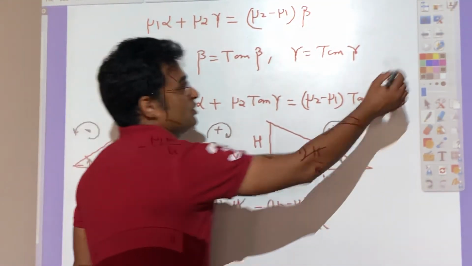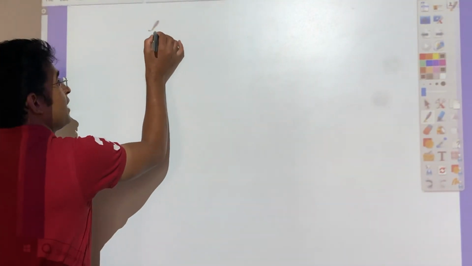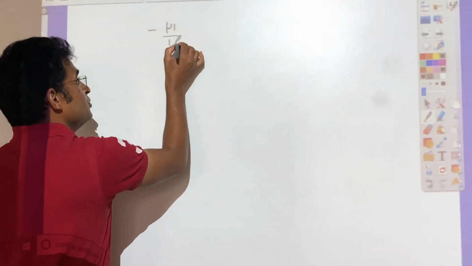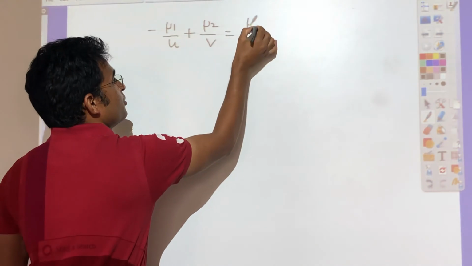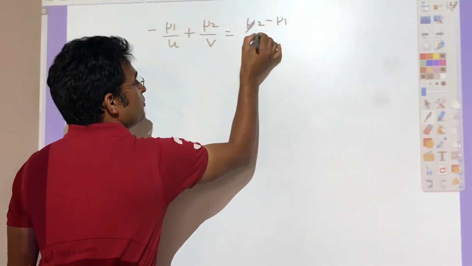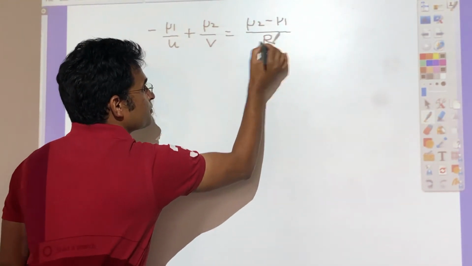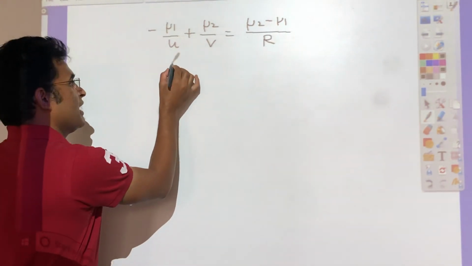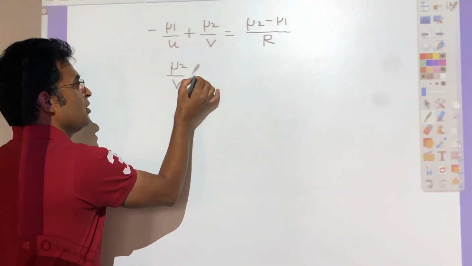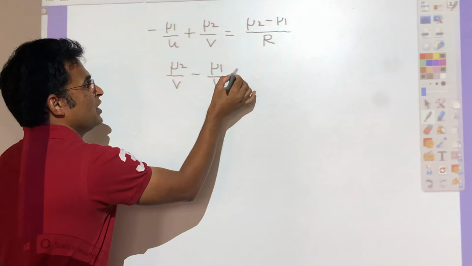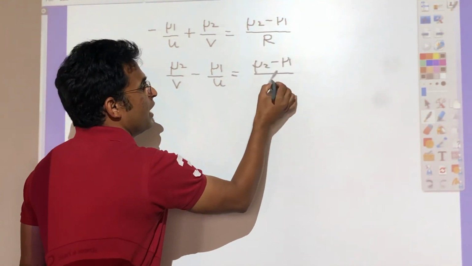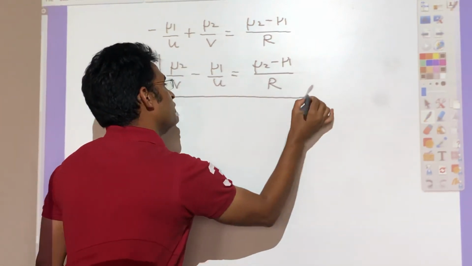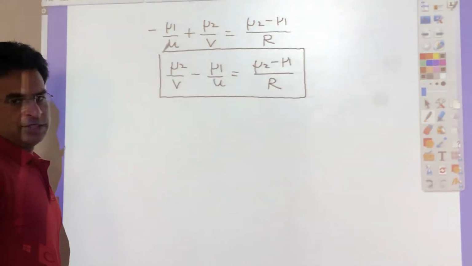So if I write this equation, finally I will get mu1 by u plus mu2 divided by v is equal to mu2 minus mu1 divided by r. Now we can write mu2 divided by v minus mu1 divided by u is equal to mu2 minus mu1 divided by r. So this is the formula for refraction on a spherical surface.